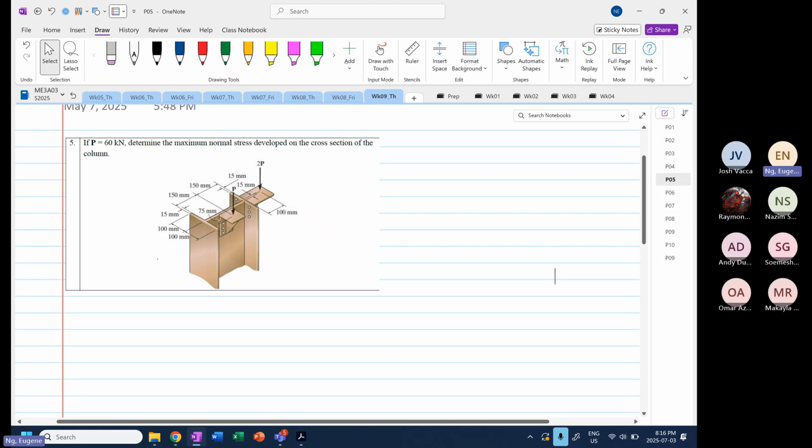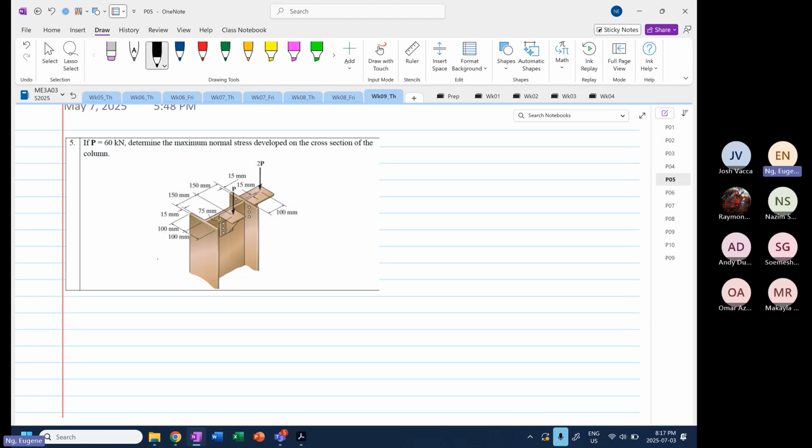So this question is: determine the maximum normal stresses developed on the cross section. Okay, we're just looking at normal stresses, and when you look at a structure, it's a bit like, whoa, what are we looking at, right? So the first thing for this case is that there's no transformation given. You decide what the values of the transformation are.